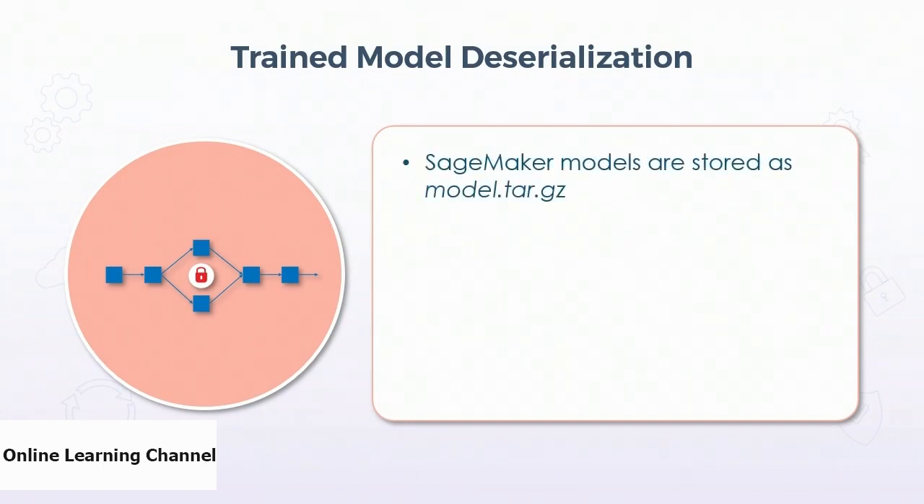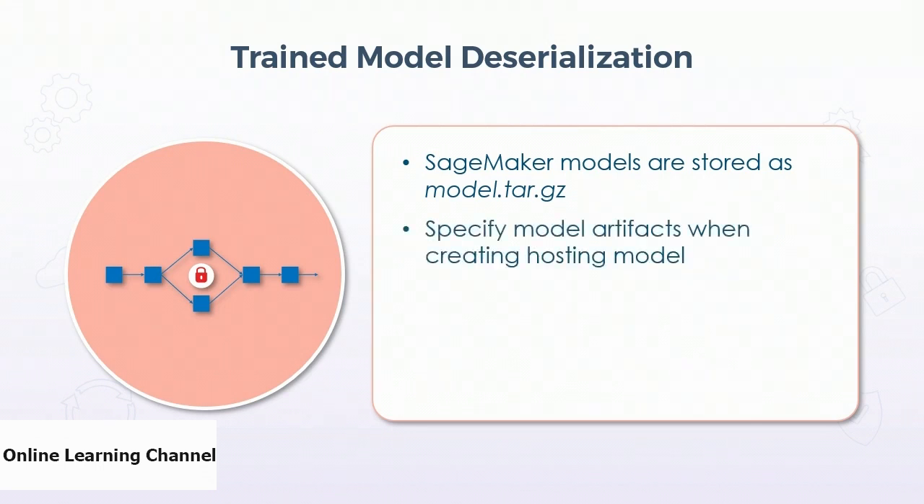Now let's discuss trained model deserialization. Amazon SageMaker models are stored as model.tar.gz in the S3 bucket specified in the output data config S3 output path parameter of the create training job call.